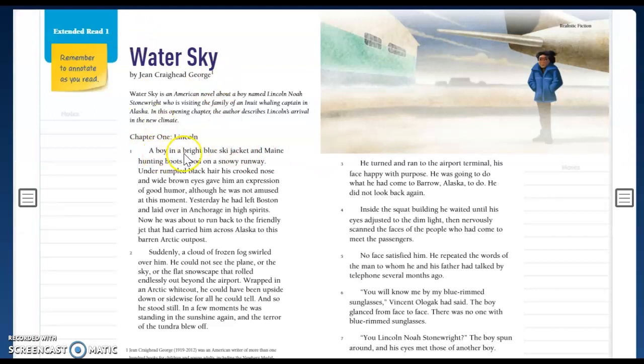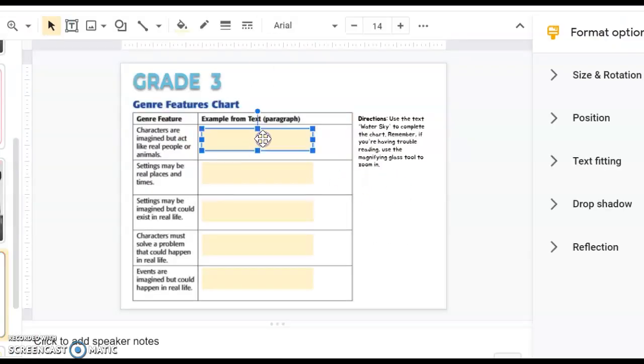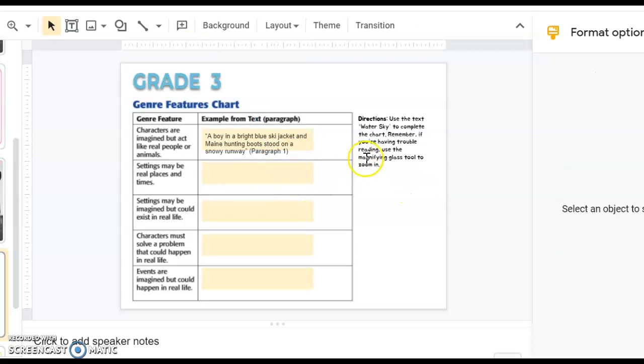Let me see. Okay, a boy in a bright blue ski jacket and Maine hunting boots stood on a snowy runway. And I found that quote in paragraph 1. So I want to make sure to include the paragraph that I found it in.